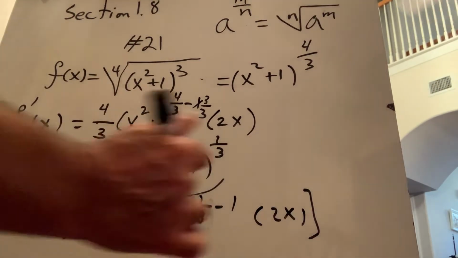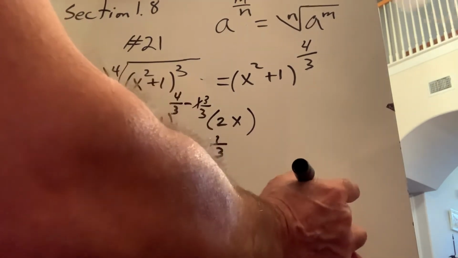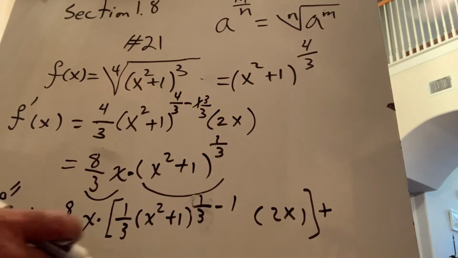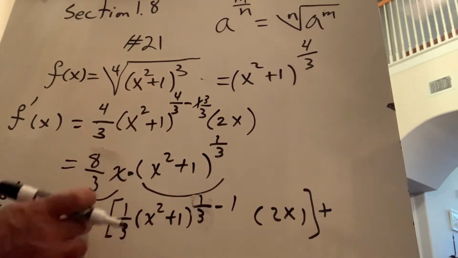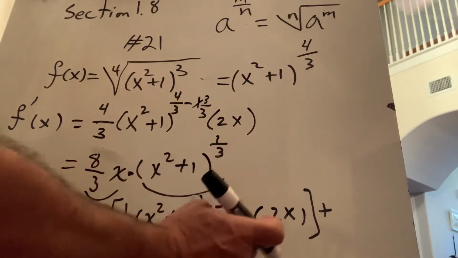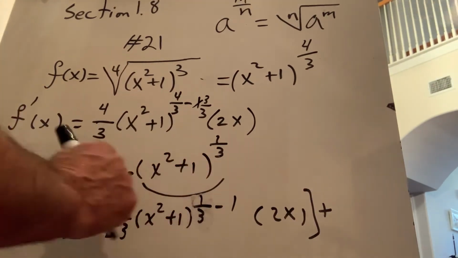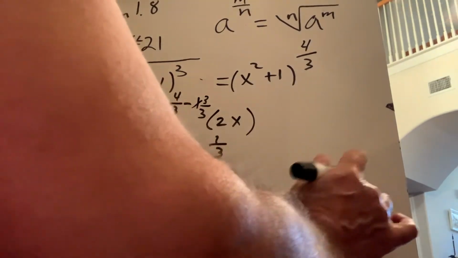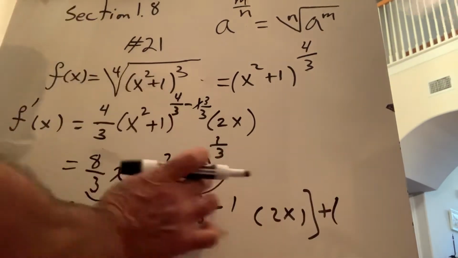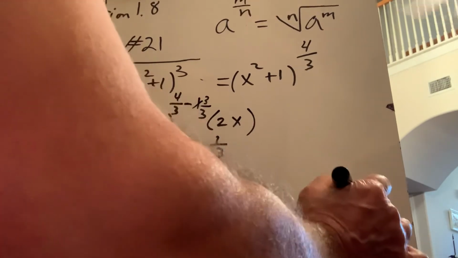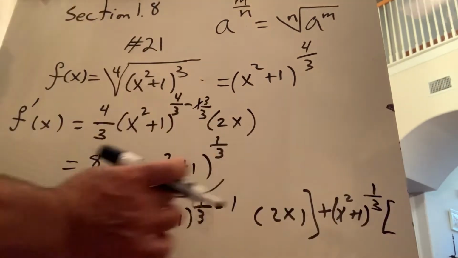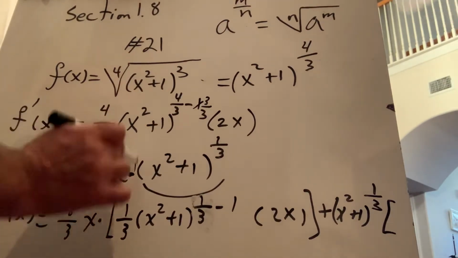So now, and then plus, don't forget, I was about to forget the second half. So remember, the product rule says the first function times derivative of second. So this is the derivative of second, all of that. And then plus the second function times derivative of the first. Now your second function is, of course, (x squared plus 1) to the power of 1/3, and then times the derivative of the first. The first function, of course, is 8/3 x.